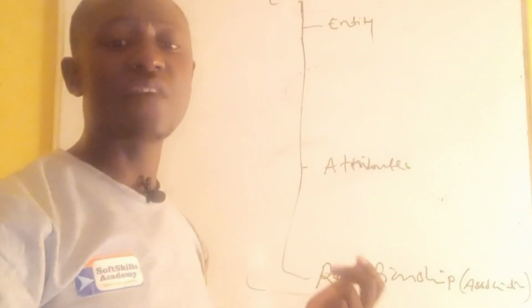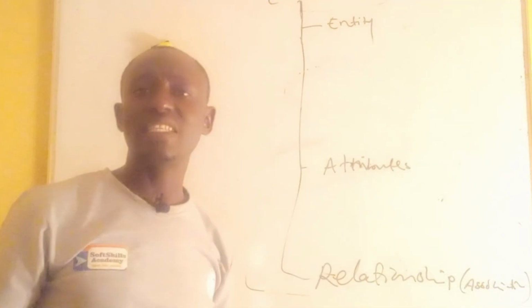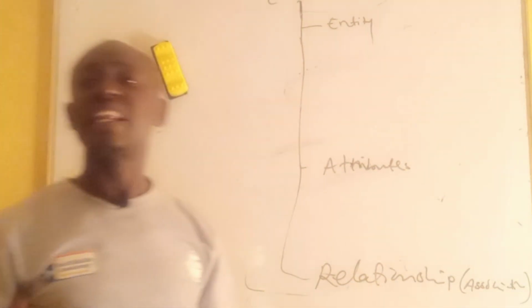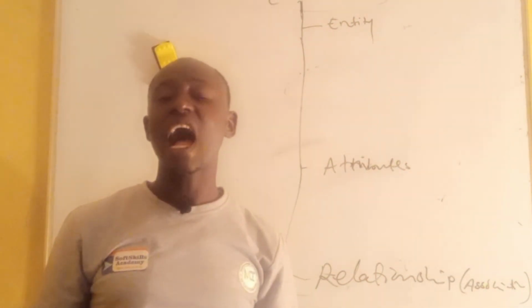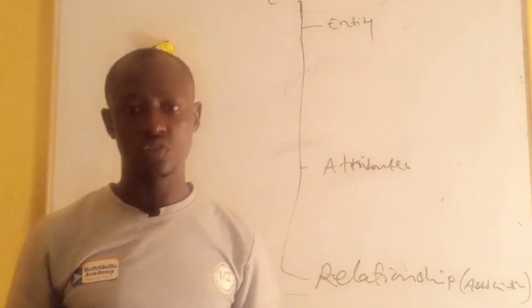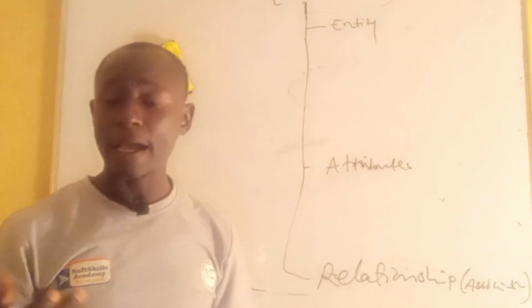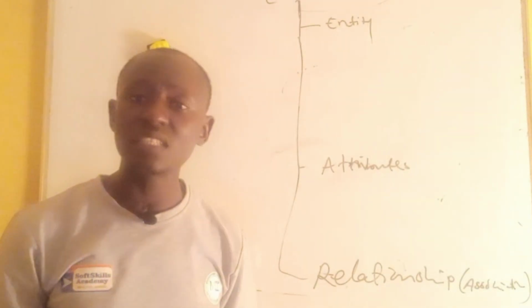This is what we are having under entity. And what is this entity? Entity is a real-world object having some characteristics. Those characteristics are the attributes. And it can also be what? These entities can also be a living thing or non-living thing.